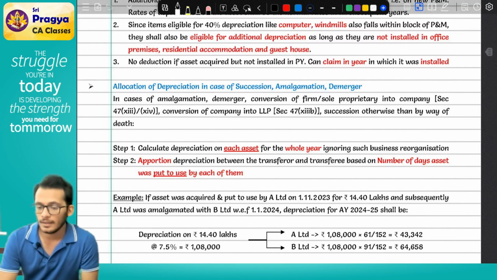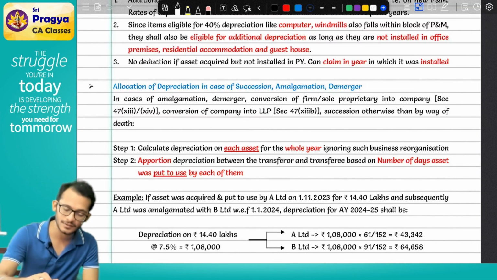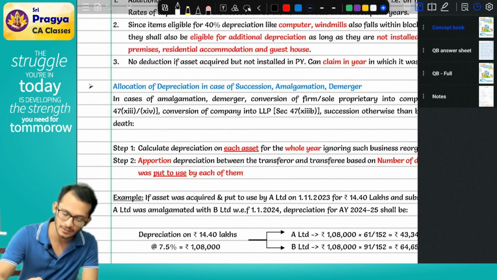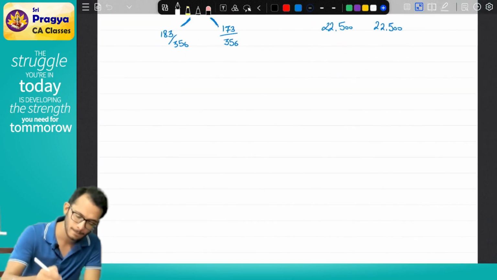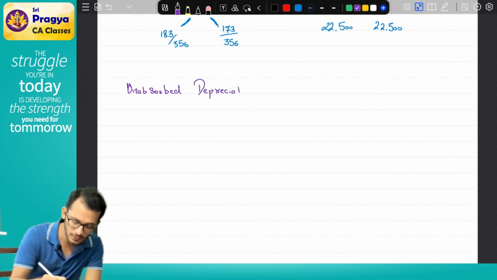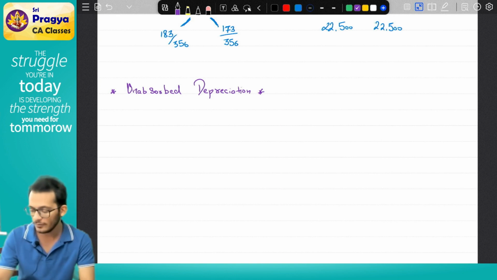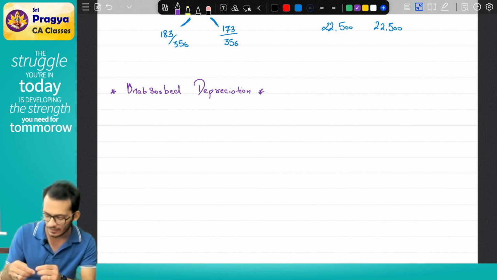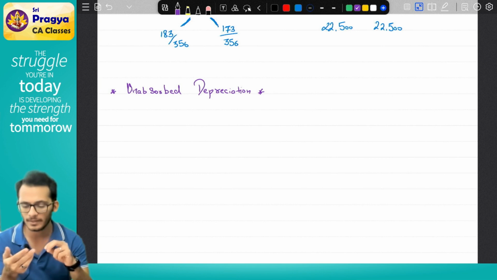Okay. Let's complete this depreciation part with the last concept called unabsorbed depreciation. Rahul, what is unabsorbed depreciation? Income tax comes and says that, boss, understand, what I was trying to give you is a depreciation, which is basically a write-off of your cost which you incurred in the past.